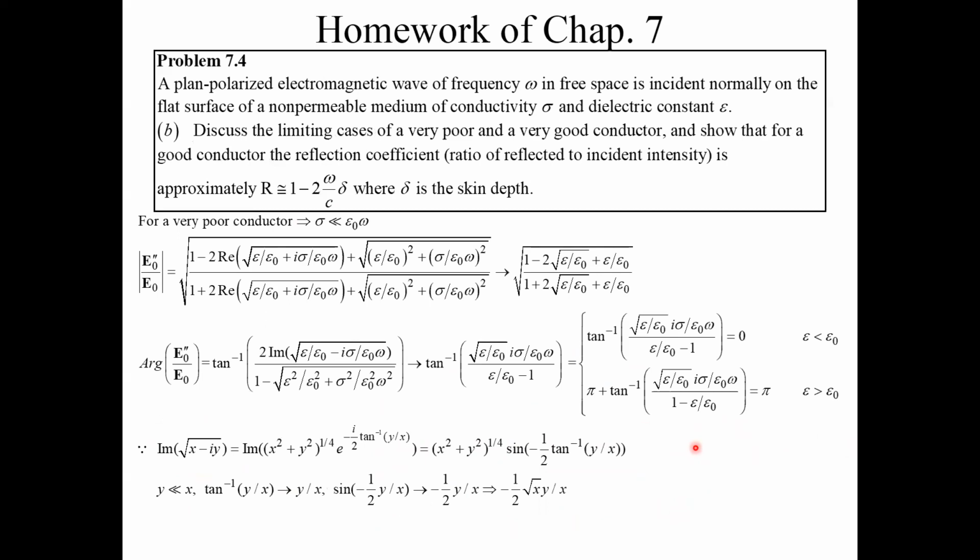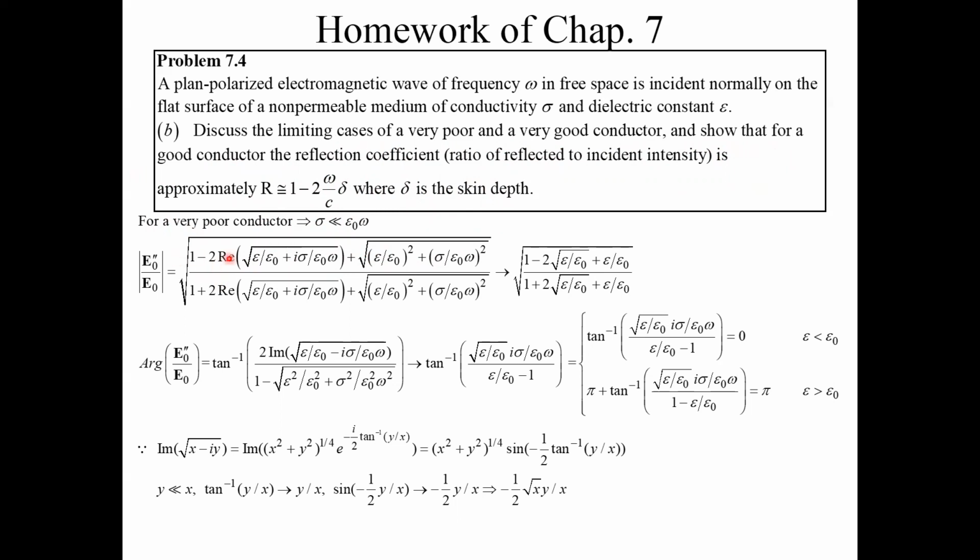Okay, so next, discuss the limiting cases of a very poor and a very good conductor, and show that for a good conductor, the reflection coefficient, the ratio of reflected to incident intensity, is approximately R equals to this one, where delta is the skin depth. So for a very poor conductor, that means our conductivity is much smaller than epsilon 0 times omega, or you can use sigma approaching 0.